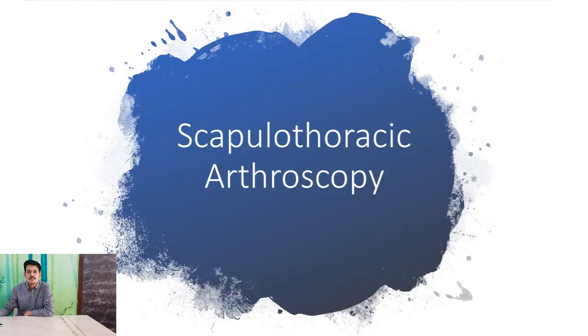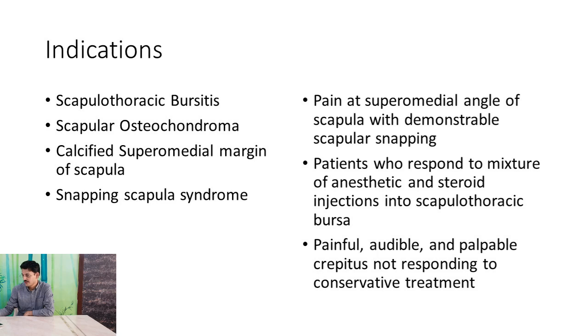Good morning, friends. Scapulothoracic arthroscopy is a new dimension in shoulder arthroscopic surgery. Now, the main indications are scapulothoracic bursitis, occasionally scapular osteochondroma, specifically on the medial margins, calcified superior-medial margin of the scapula, and snapping scapula syndrome. This is usually seen in patients with pain at the superior-medial angle of the scapula with a demonstrable scapular snapping.